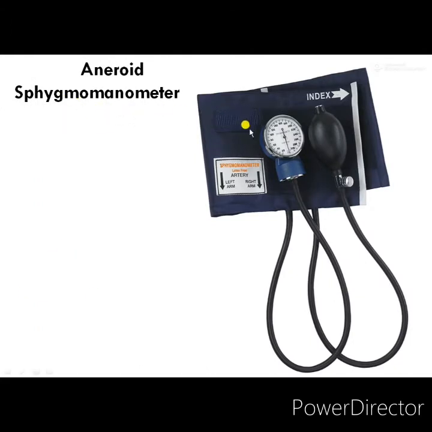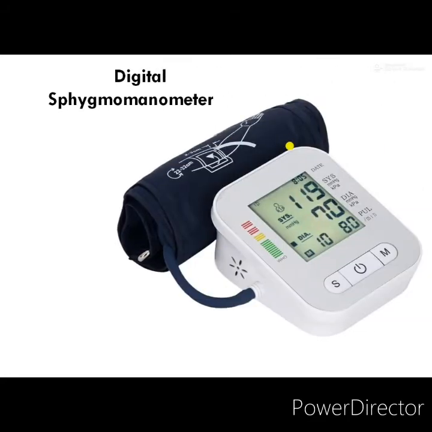In this instrument there is a meter. The meter shows the blood pressure of the patient, which is being checked or measured. From this reading we can measure the blood pressure of the patients.